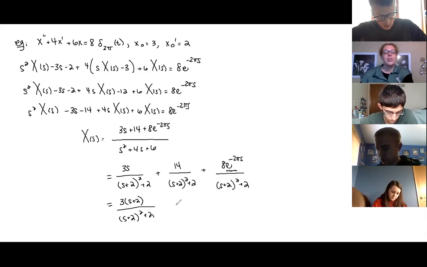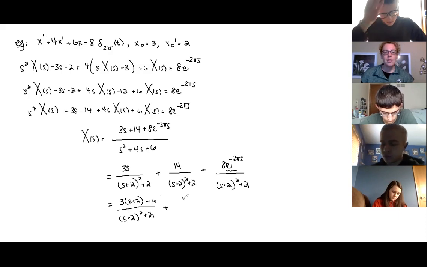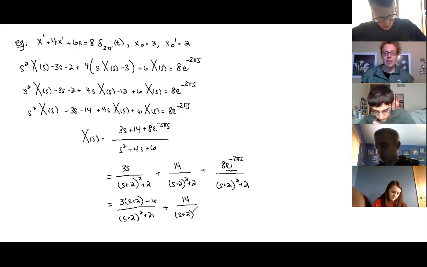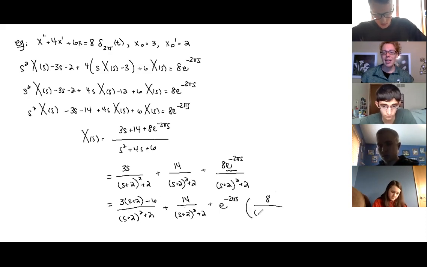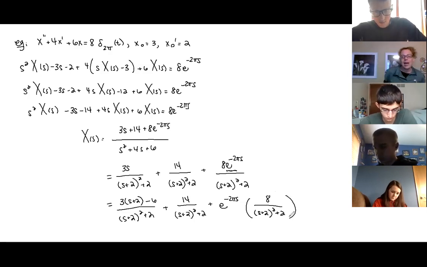I just added 6, so I also need to subtract 6 in order to fix that. This next piece is totally fine. There's no other s's: 14 over s plus 2 squared plus 2. And then let's pull that e to the negative 2 pi s out in front. So we've got 8 over s plus 2 squared plus 2. We'll just write that e to the negative 2 pi s out in front.